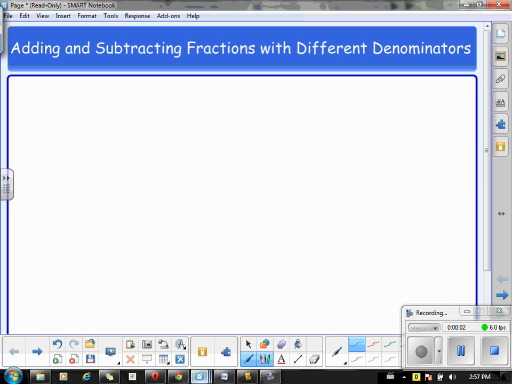Earlier in the week, we talked about adding and subtracting fractions with the same denominator. And we said that when you're adding two fractions with the same denominator, like 3/5 plus 1/5, you add the numerators. 3 plus 1 is 4. And you don't change your denominator, because we're not changing the size of the pieces. Each piece is divided into 5. We're just adding one more of those same size pieces in.